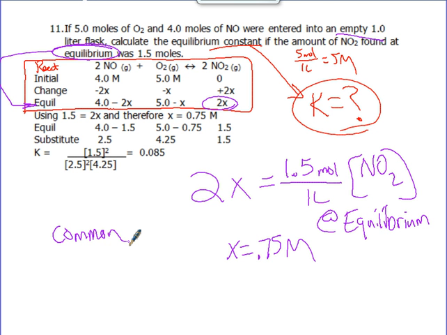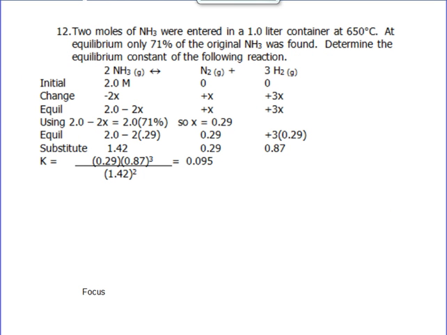These are a lot easier though, so you don't have 15 of these in your homework, you only have a couple, you have 2. The next one's kind of a similar idea. 2 moles of ammonia, 1 liter, 650. At equilibrium, only 71% of the original was found. Determine the equilibrium constant.